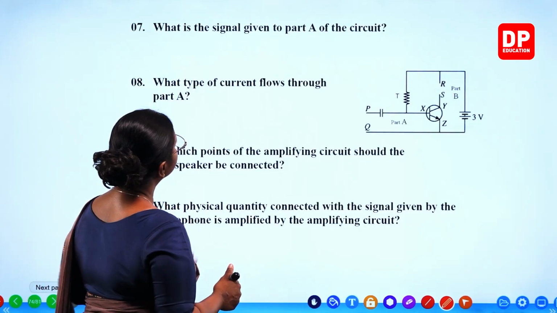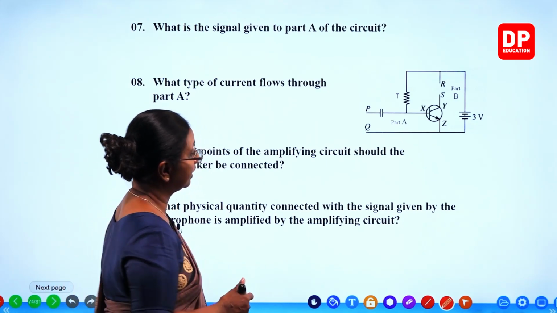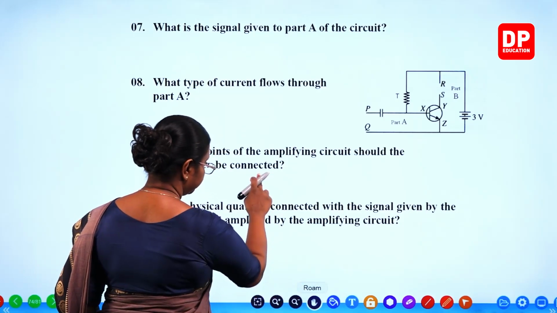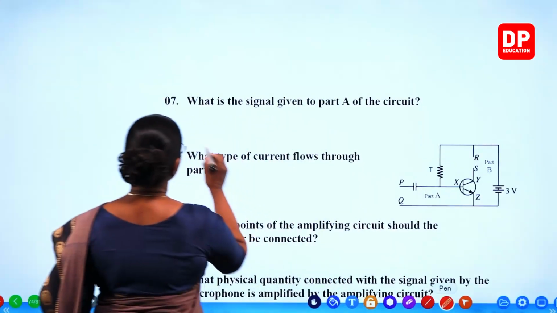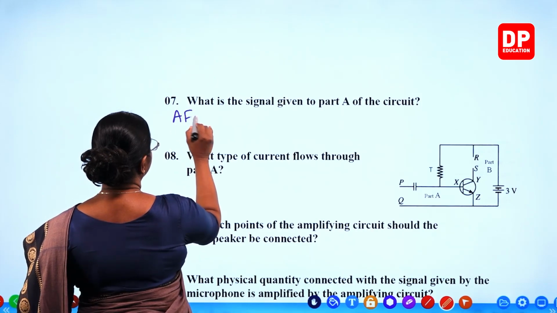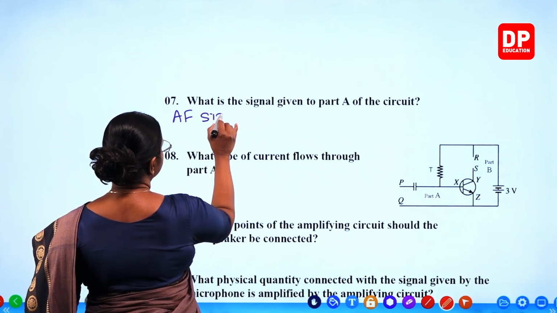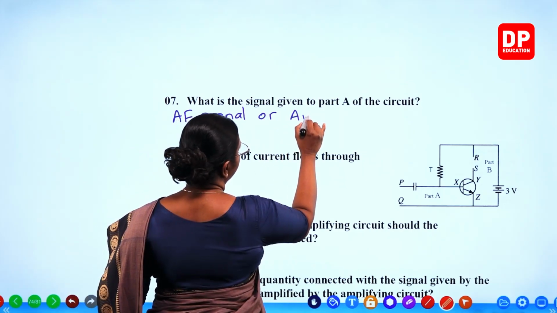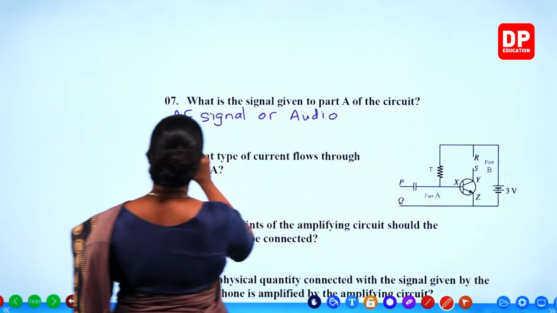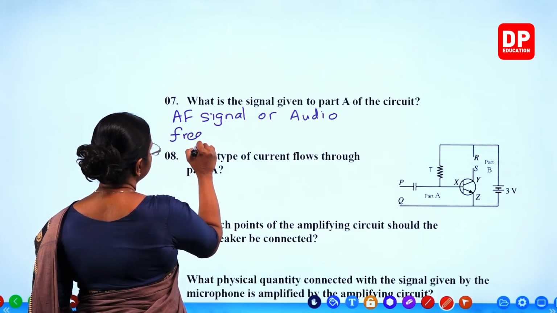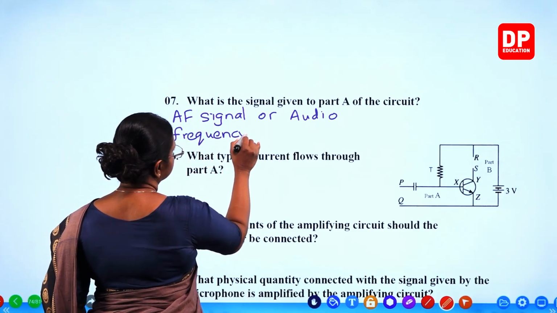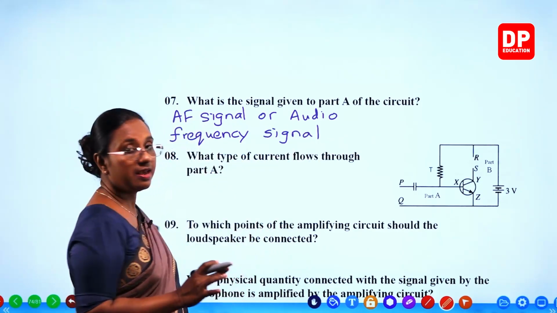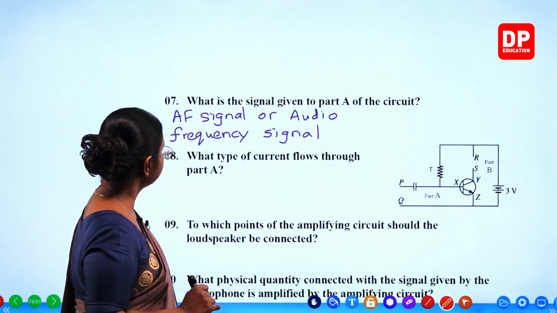What is the signal given to part A of the circuit? What is the signal? Audio frequency signal. AF signal, or you can say audio frequency signal. You can write it as AF signal or audio frequency signal.